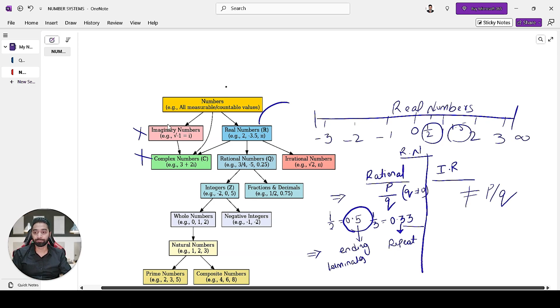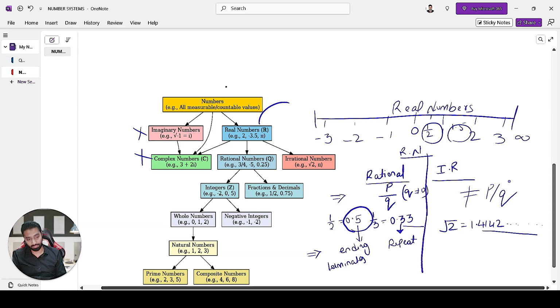Okay. Now, what are irrational numbers? As I have told you, these cannot be written in P by Q form. Their decimal goes on forever without repeating. For example, root 2. Root 2 is 1.4142 and so on. If you see, there is no repeating pattern, neither is the number stopping. That's why this cannot be a rational number.